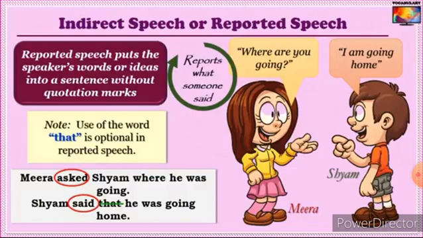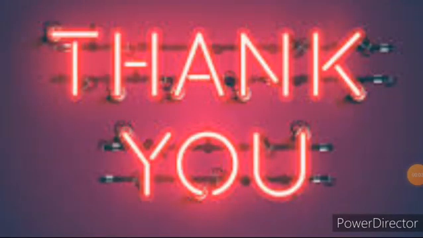Use of the word that is optional in reported speech. When we give the substance of what the speaker has said, the form of speech is called the indirect speech, or you can say the reported speech. So children, learn direct and indirect speech rules, definition, and how you have to change a sentence from direct to indirect speech. Either it may be a statement, imperative, interrogative or exclamatory sentence.